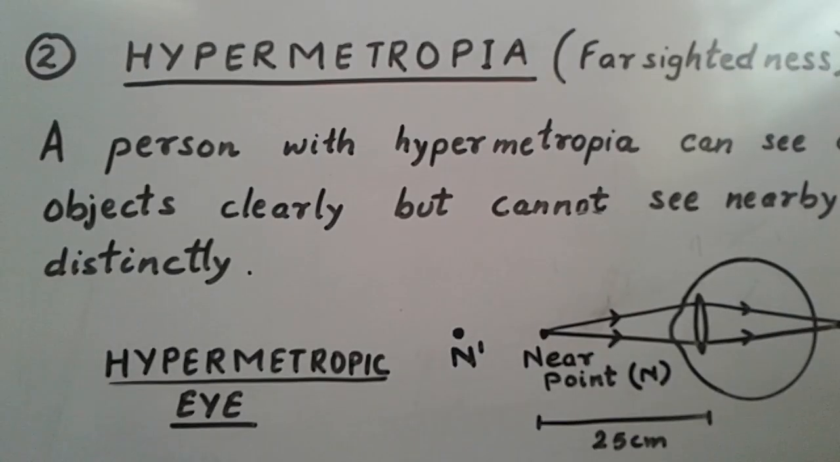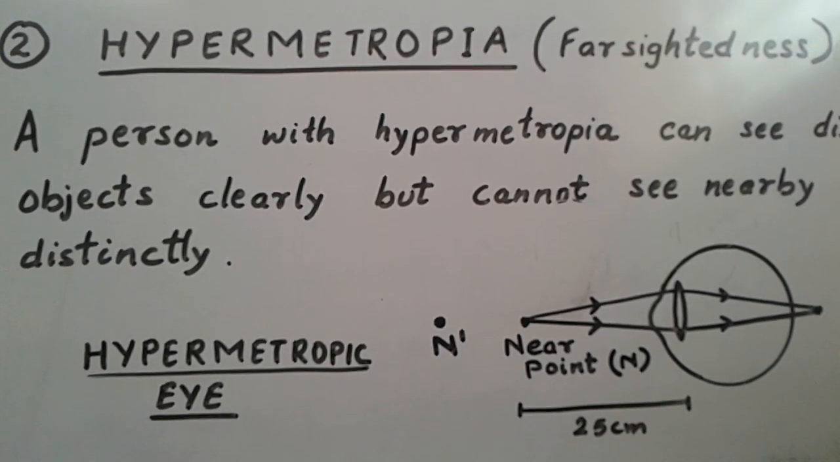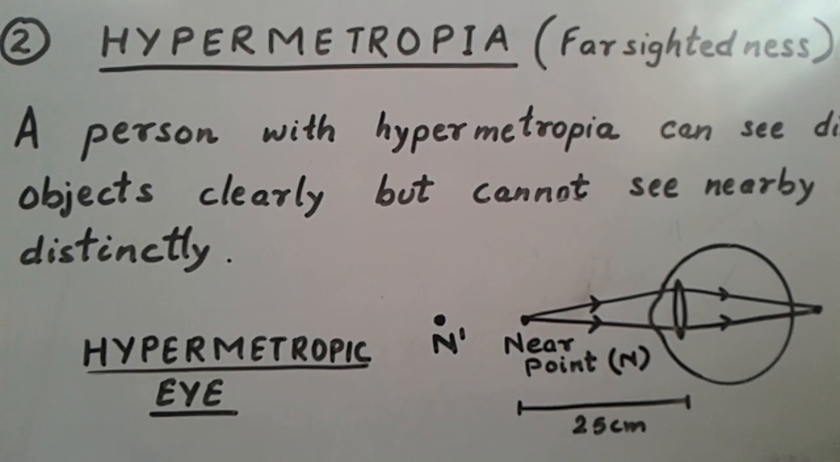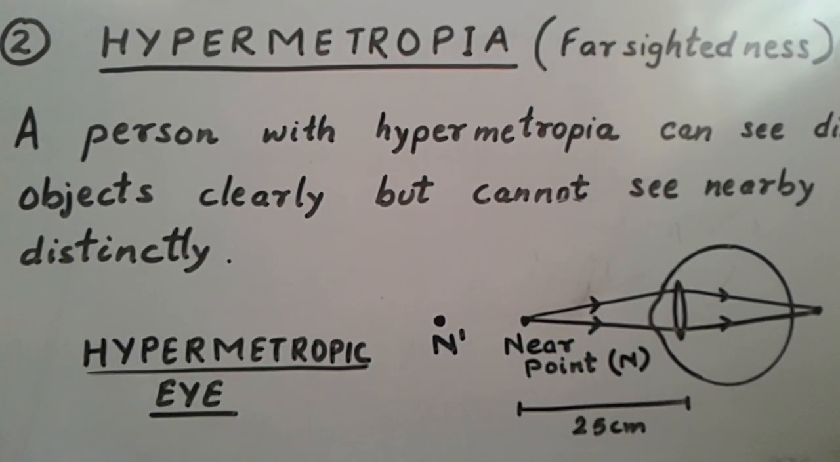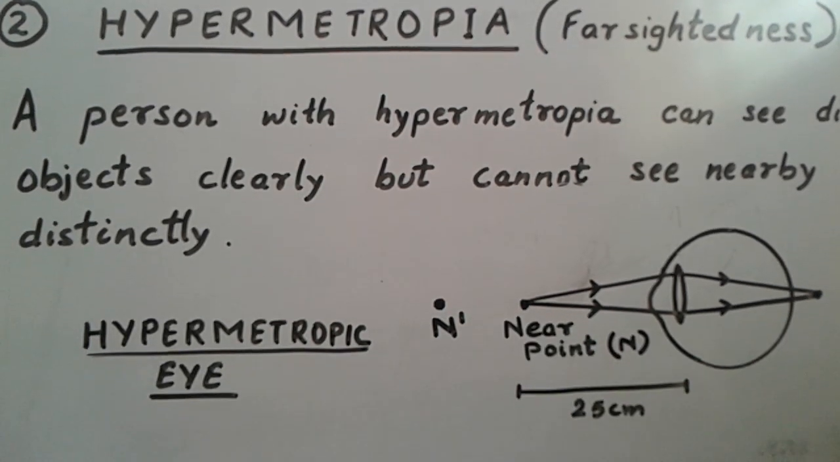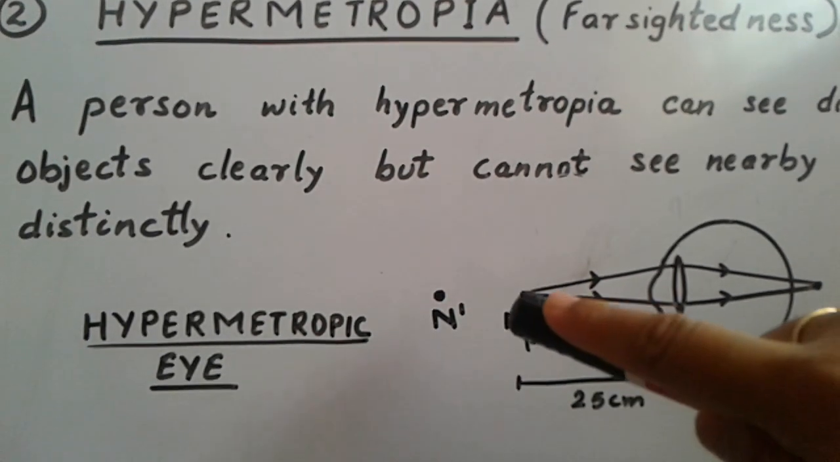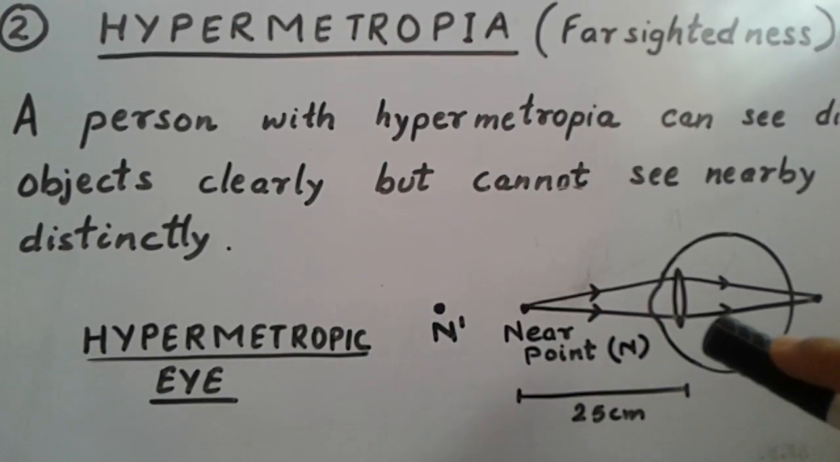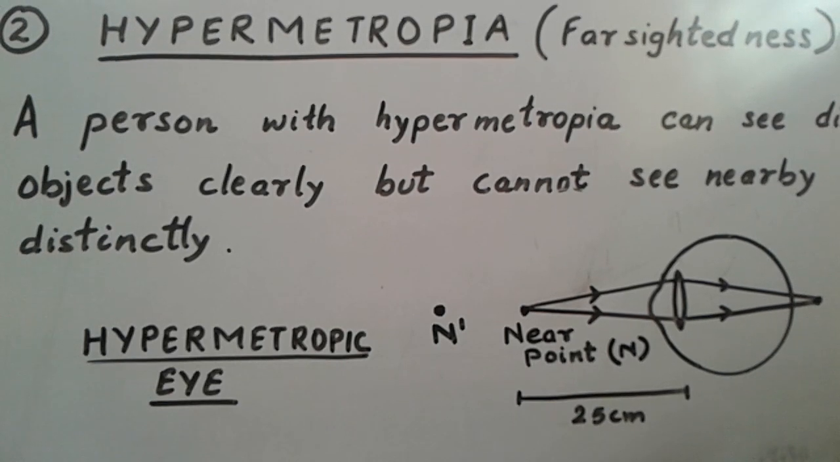Let us see. So you can see here in the diagram drawn, this is a hypermetropic eye, and where is the image formed? The image is formed behind the retina. Now you can see here, this is the near point of the eye, right? So if this is the near point, and from here the light goes inside the eye, then where does it meet? It meets behind the retina.